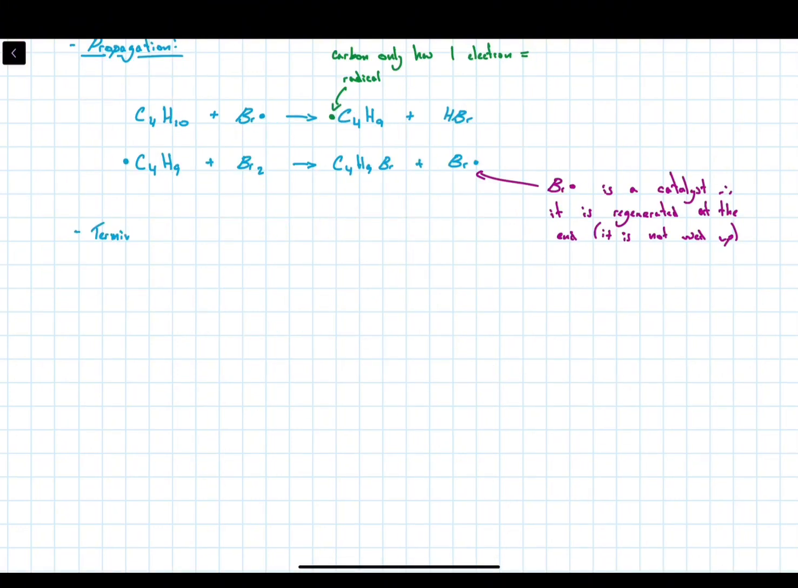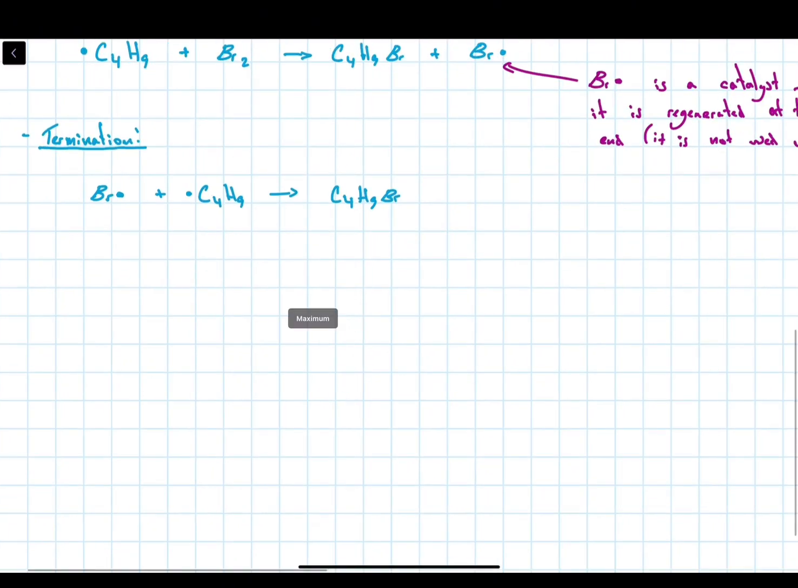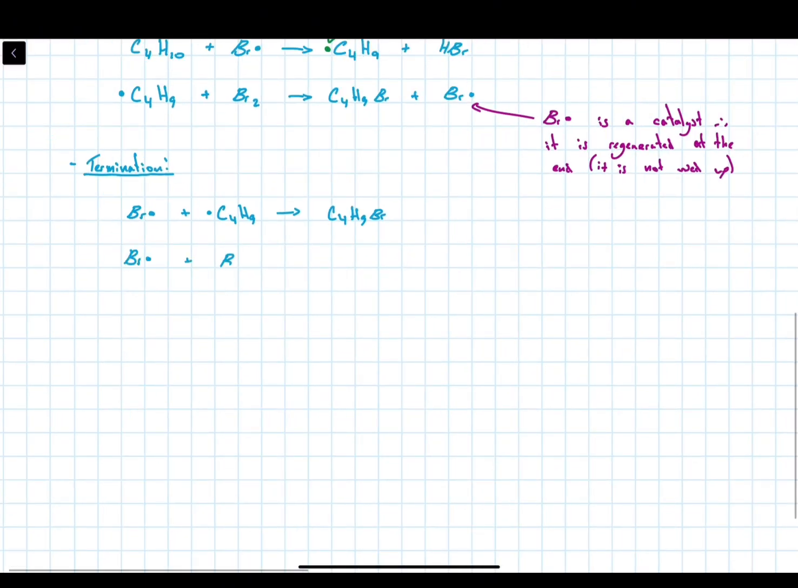Next we have termination, the third step in the mechanism, which also has 3 equations, which you must remember. We have the bromine radical plus the C4H9 radical, and this gives us bromobutane, which is what we want essentially. And then we have 2 bromine radicals adding together to create a bromine molecule, Br2. And then we have 2 C4H9 radicals adding together, which will create C8H18, which is octane.